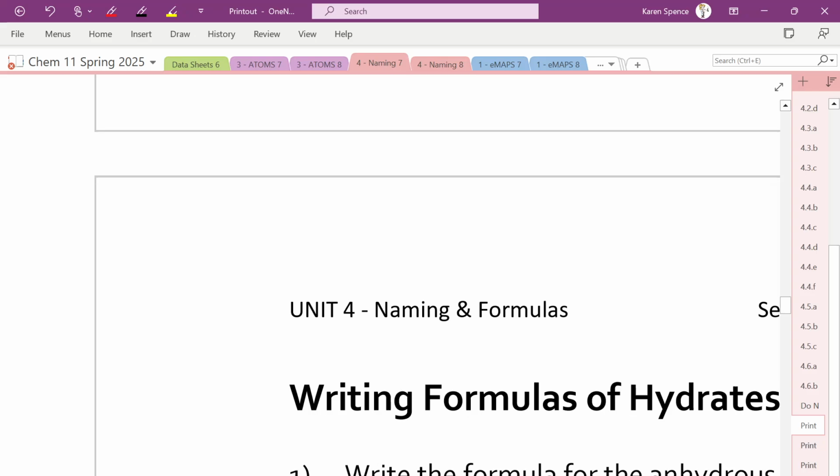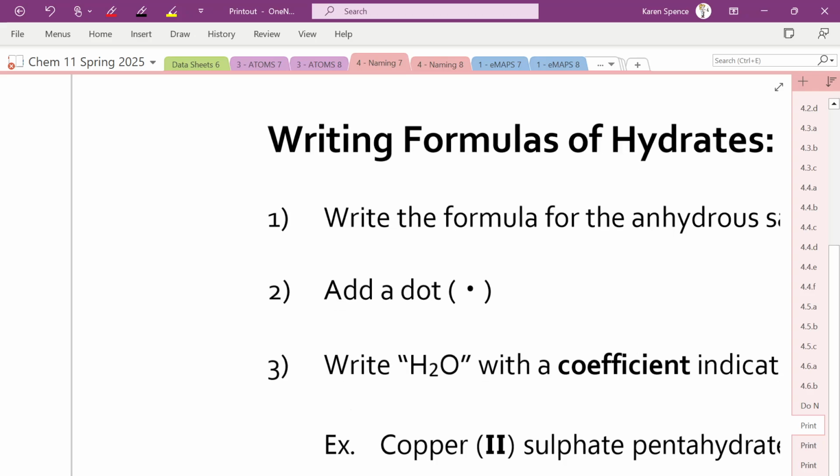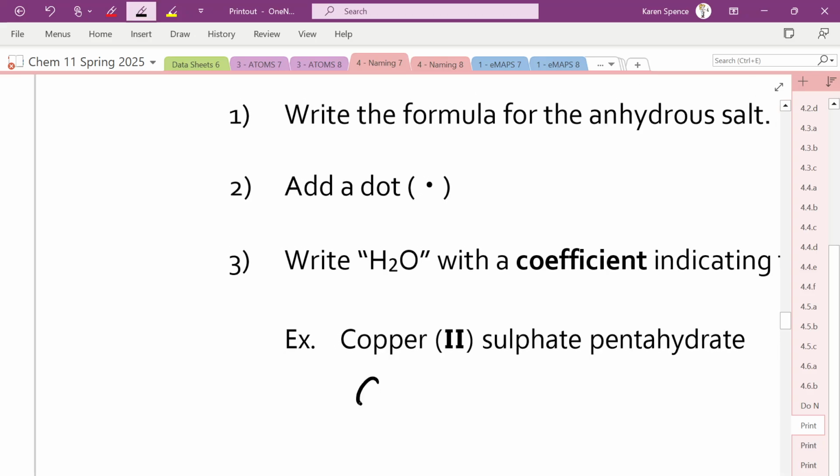So writing the formulas, all you've got to remember is the dot and then a coefficient in front of the water. So let's take a look at copper 2 sulfate. Copper 2 plus, sulfate 2 minus. So that's going to become CuSO4. What's penta? 5. So it's going to be dot 5 H2O.